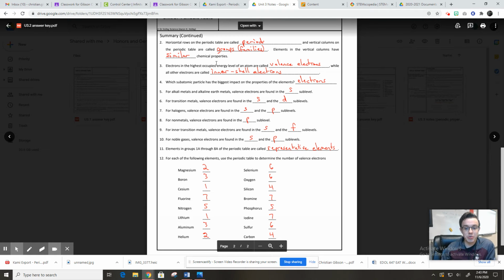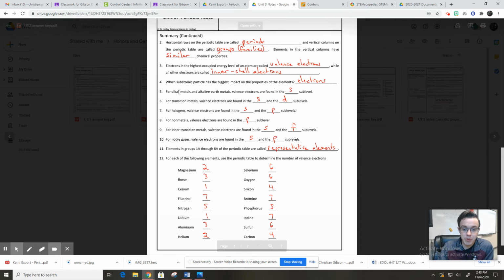Number 4 says, which subatomic particles have the biggest impact on the property of elements? Well, it's the electrons. The name of the game in chemistry is electrons, where electrons do all the chemical reactions. They give their elements all their chemical properties. Okay, so electrons, super important.